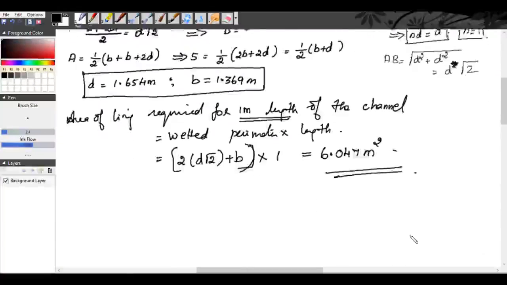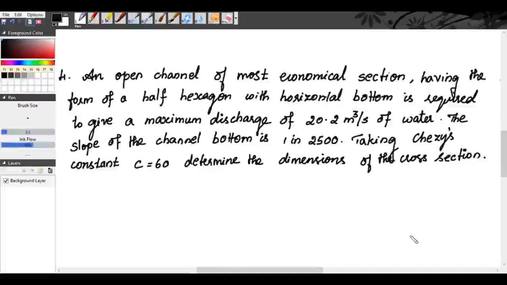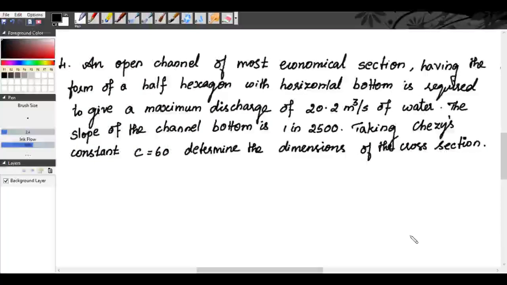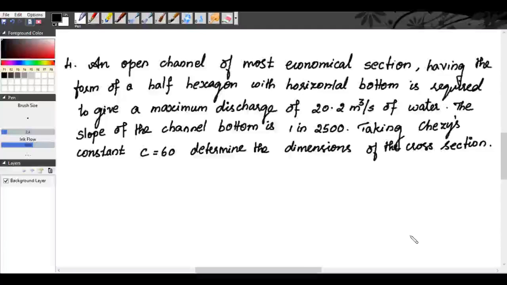So we will move on to our fourth problem. The fourth problem is an open channel of most economical section having the form of a half hexagon with a horizontal bottom, required to give a maximum discharge of 20.2 meter cube per second of water. The slope of the channel bottom is 1 in 2500. Taking Chezy's constant C is equal to 60, determine the dimensions of cross section of the channel.